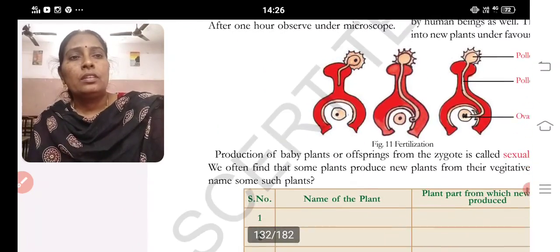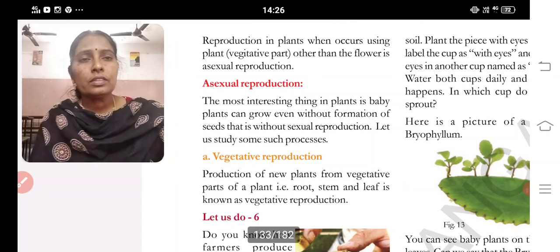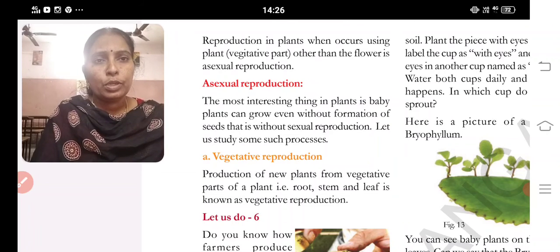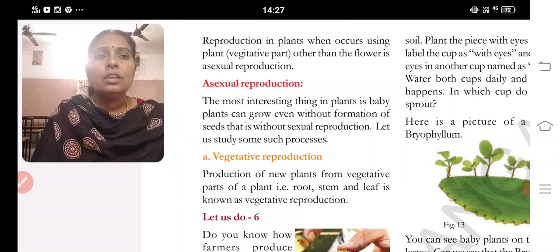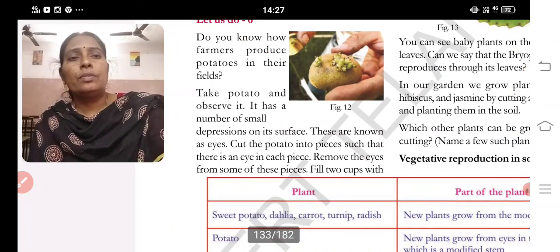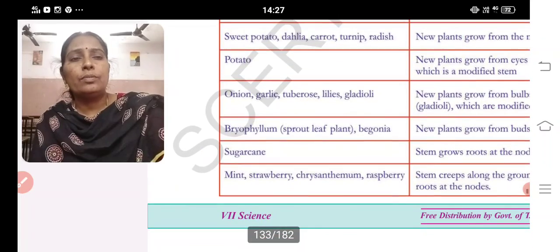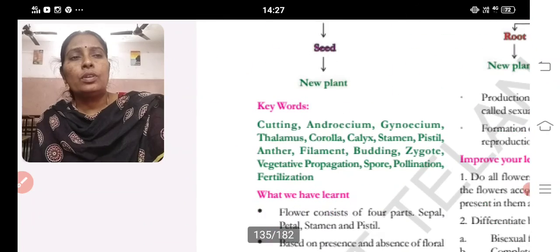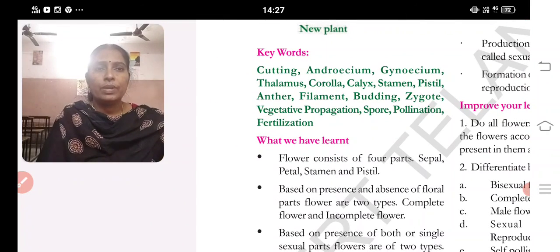Okay. Now coming to sexual reproduction and asexual reproduction. Sexual reproduction involves male and female reproductive parts. In asexual reproduction, vegetative reproduction grows a new plant from the buds and roots. All these are budding, spores, and vegetative reproduction. With this we completed our lesson.